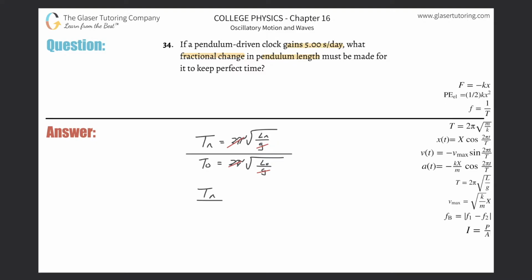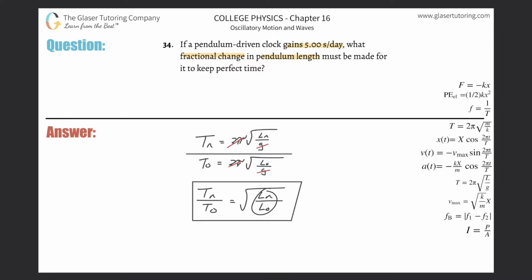This says that the new period divided by the old will be equal to the square root of the new length divided by the old length. All right, so this is now talking about a fractional change. So here's now the key. What we have to do is figure out the fractional change for the length. So basically we have to figure this part out. We can say ln over lo or lo over ln. It doesn't exactly matter. They're fractional changes, so one's just going to be the inverse of the other.